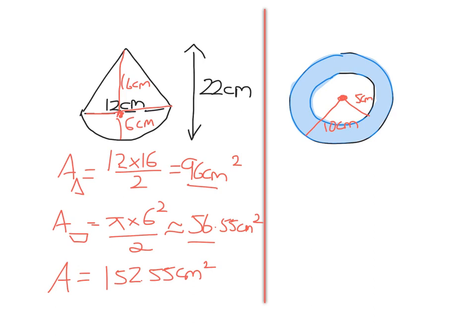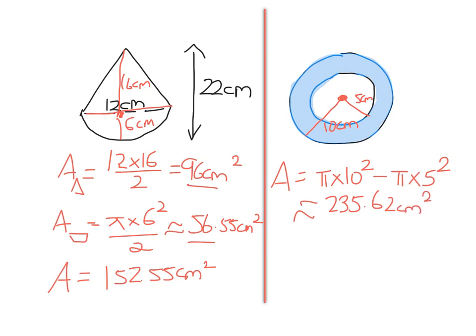So let's look at the next shape. So notice we want to find in this one the area in blue. So we have a circle cut out of another circle. So the area of this shape, this time we are subtracting. We are subtracting the area of the small circle from the area of the large circle. So it will be the area of the large circle, which is pi times radius squared, minus the area of the small circle, which is pi times radius squared again. And you can put that straight in your calculator. You get about 235.62, and again, it is units squared.